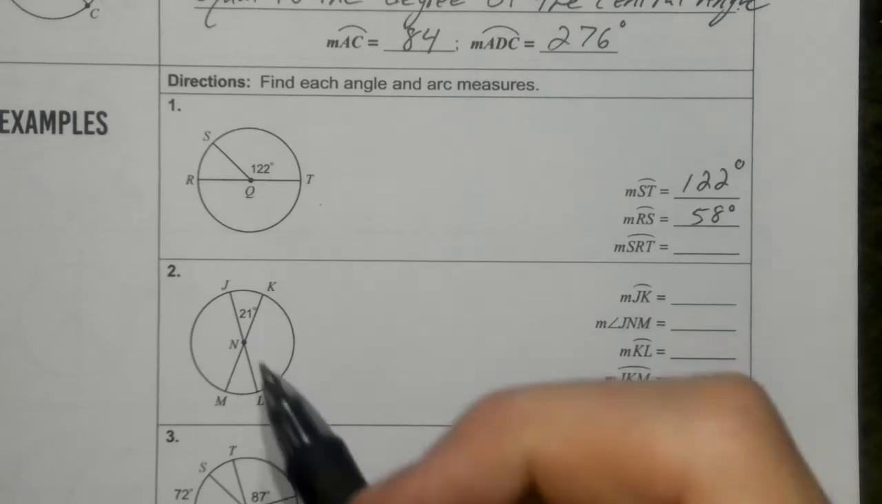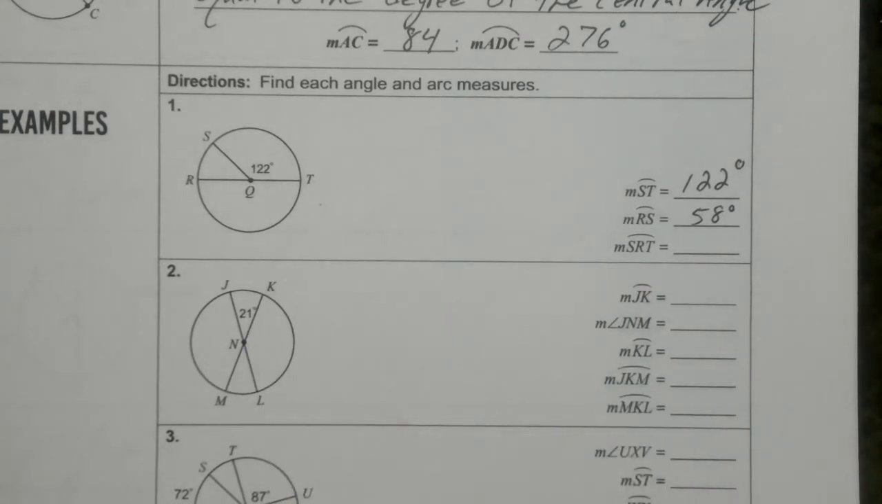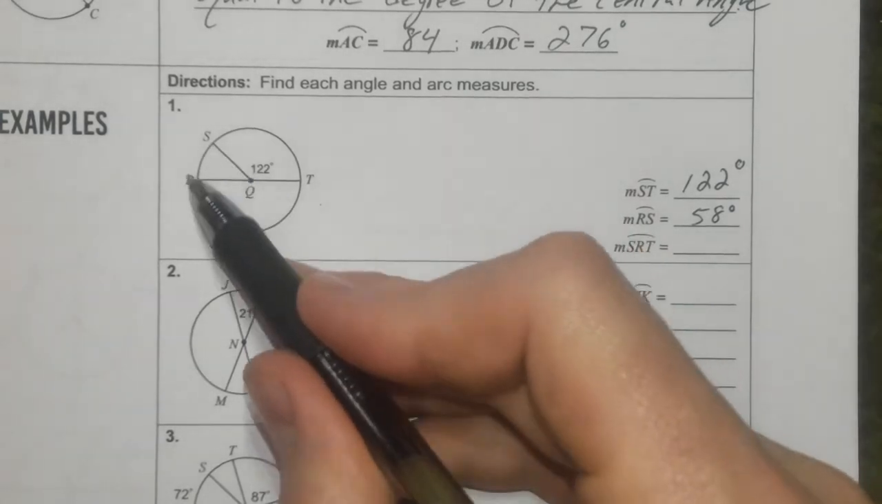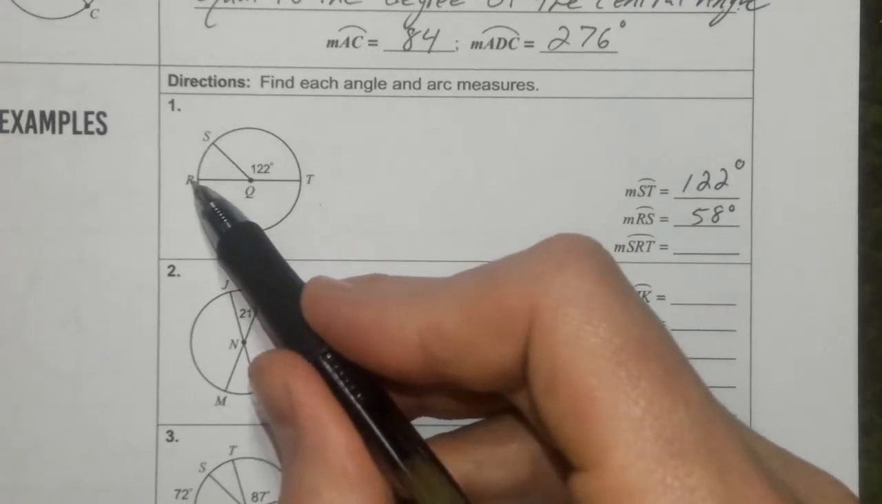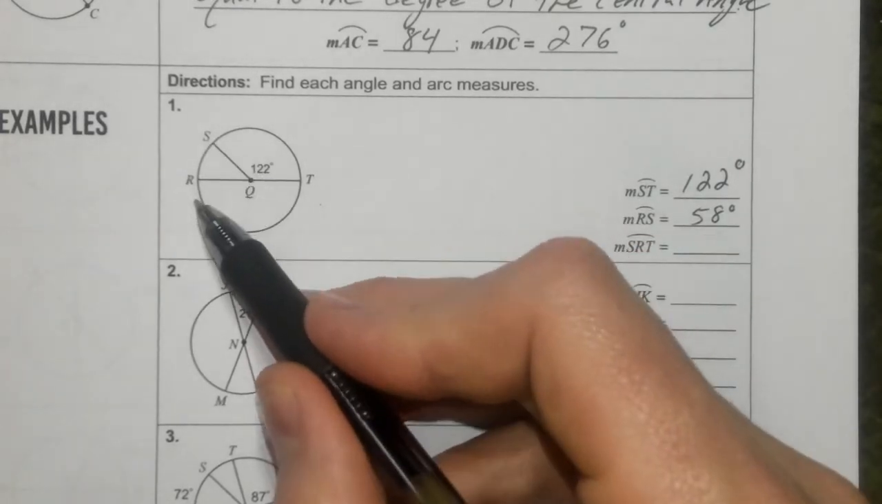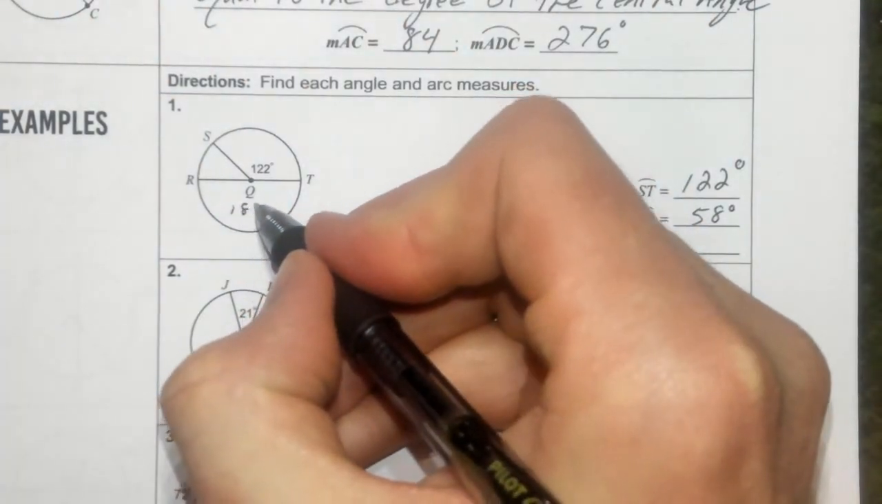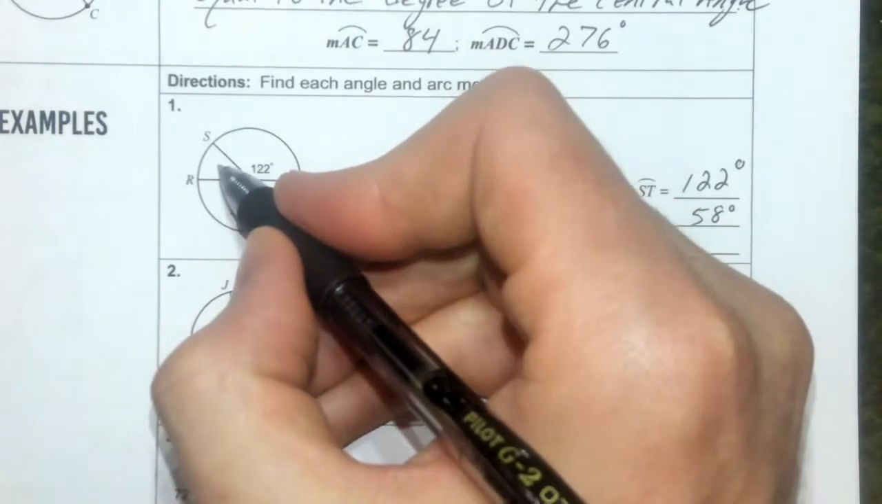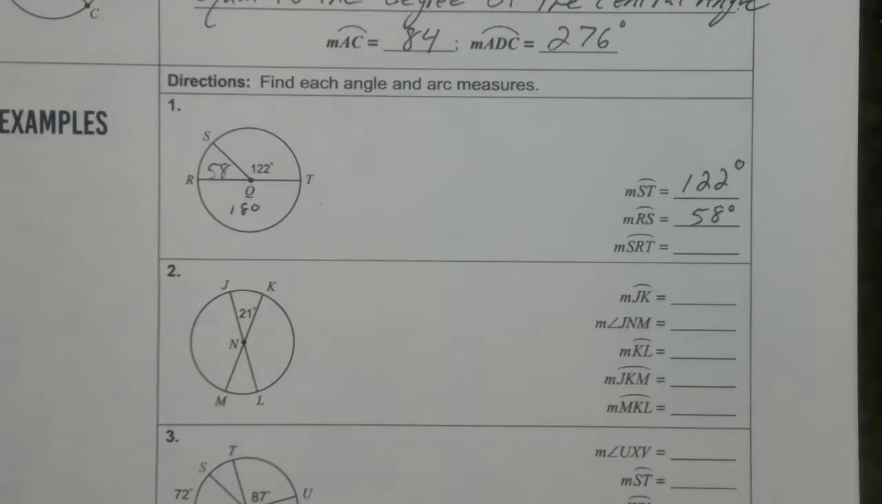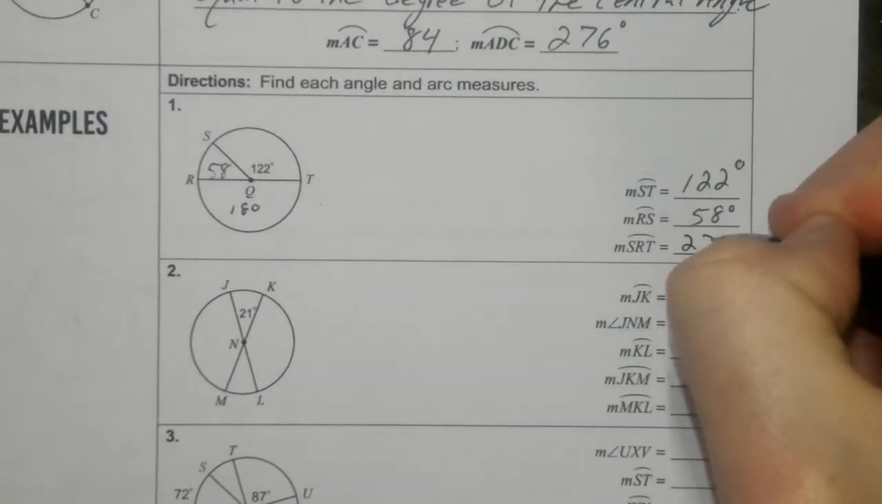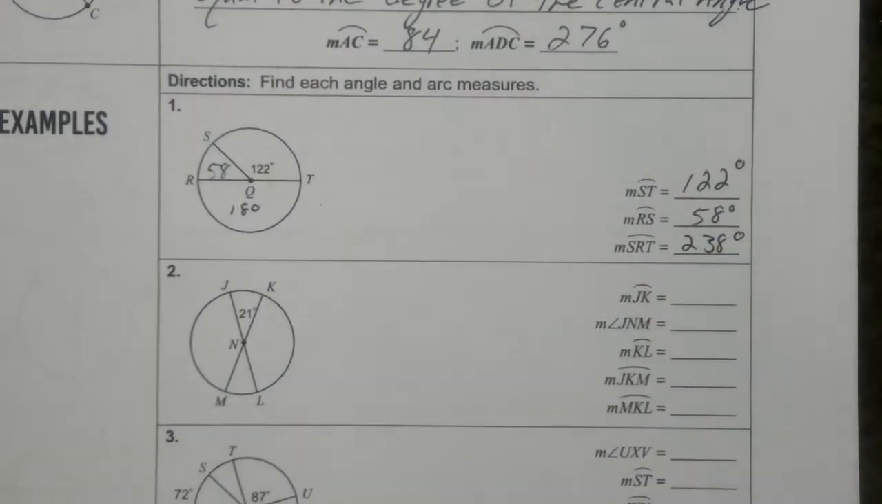The next part says arc SRT, so R has to be between, from S through R around to T. Well, we already said that this portion is 180, and we just said that this portion is 58. So if we combine those, we get that this one is 238 degrees.